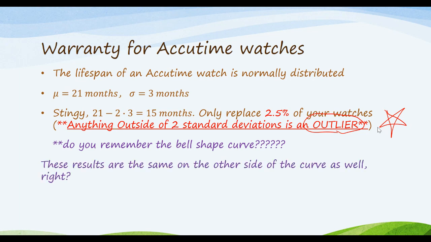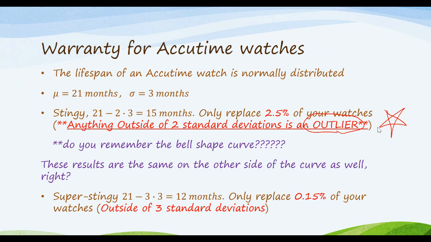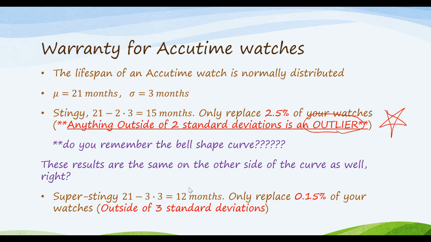So remember that curve again. They're the same on the other side of the curve as well. So think again, super stingy. So you go to subtracting that amount, you're at 12 months. So they only replace 0.15% of the watches outside of the three standard deviations. So they really don't have to do much replacing based on that.